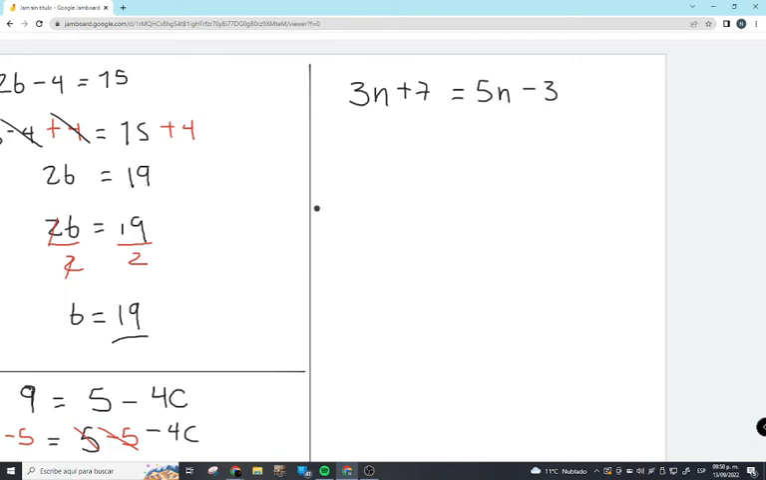Should I do it on both sides, only on one side? What to do? For these cases, you have to focus on getting rid of the variable on any of the sides.